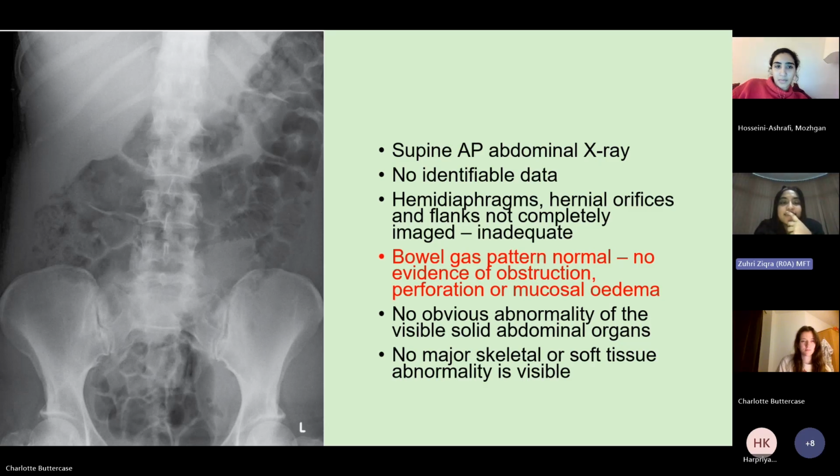But it's completely fine. I think it's just that we don't look at abdominal x-rays quite often, do we? But there's no obvious abnormalities anywhere. There's not meant to be any major skeletal differences. It's just a normal gas pattern. There's no evidence of perforation. There's no mucosal edema either in this particular example.